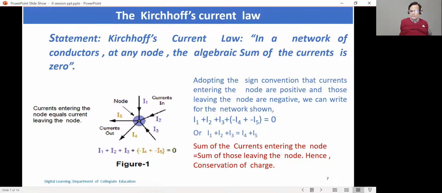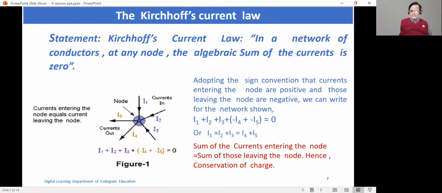Now we come to the Kirchhoff's current law. The Kirchhoff's current law states that in a network of conductors at any node, the algebraic sum of the currents is 0. So this brings us to a situation where we have to assign a direction for the currents. Here the statement is that at any node the algebraic sum of the currents is 0.